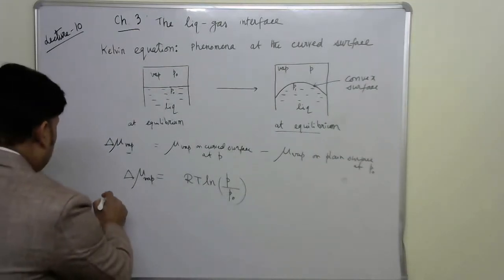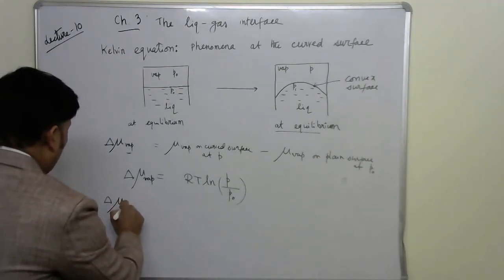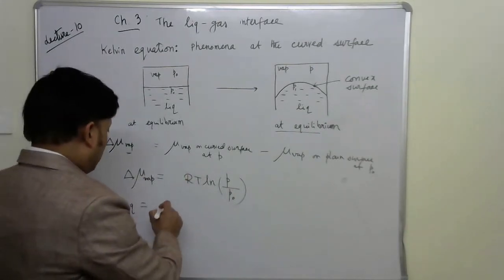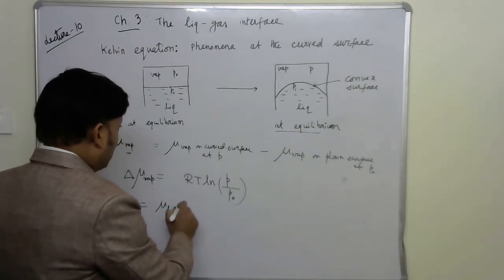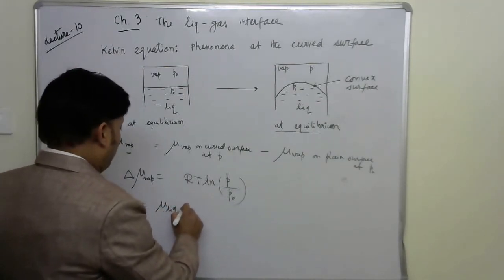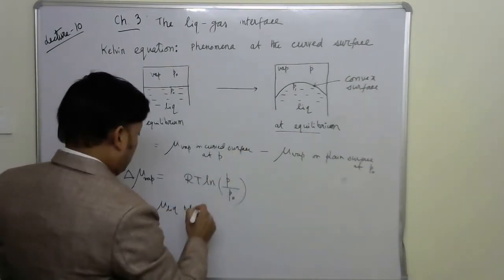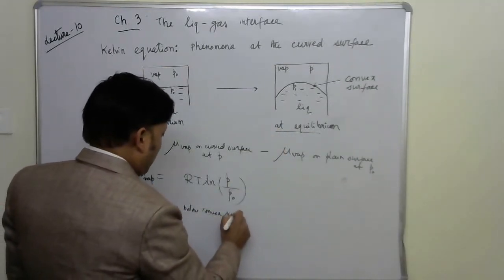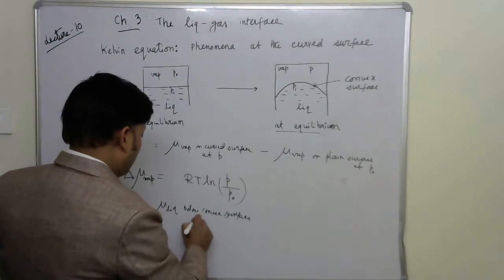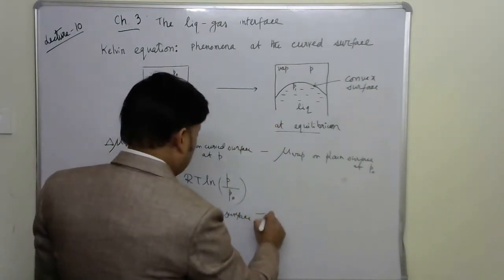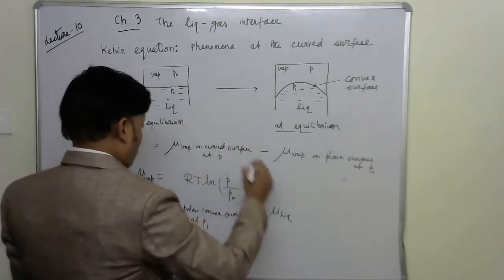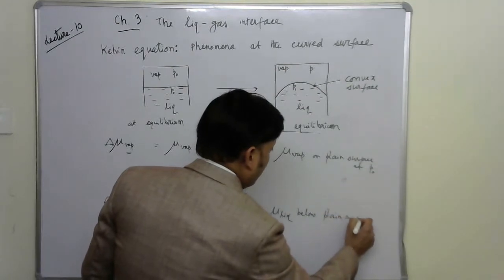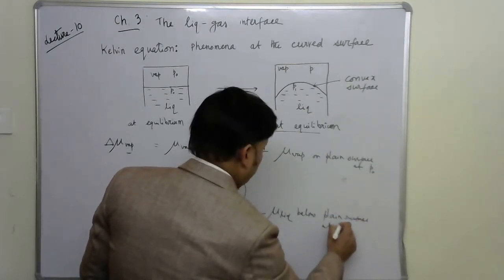So now let's try to assess the change in delta mu liquid. Once again, this is the mu liquid just below the convex surface, which is at the pressure P1, minus mu liquid below the plane surface, which is at the pressure P0.